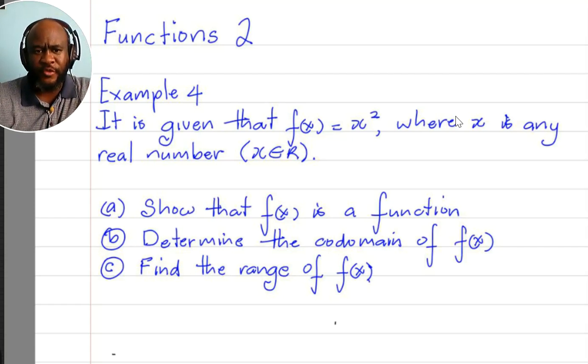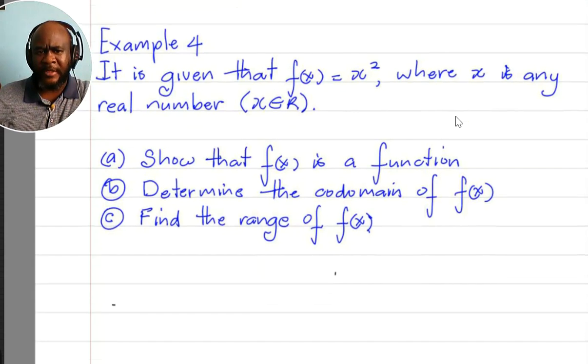All right, function 2. Let's start by looking at example 4. Example 4 says, given that f(x) is equal to x squared, where x is any real number, A, we're to show that f(x) is a function. B, we're to determine the codomain of f(x). And C, we're to find the range of f(x).